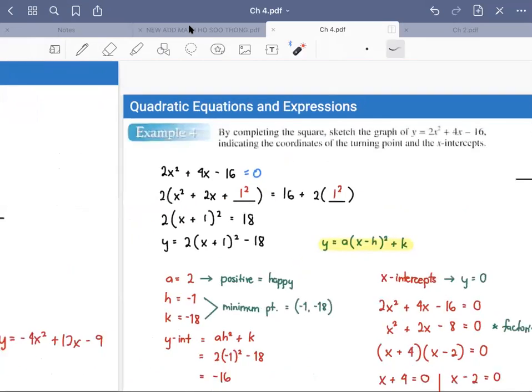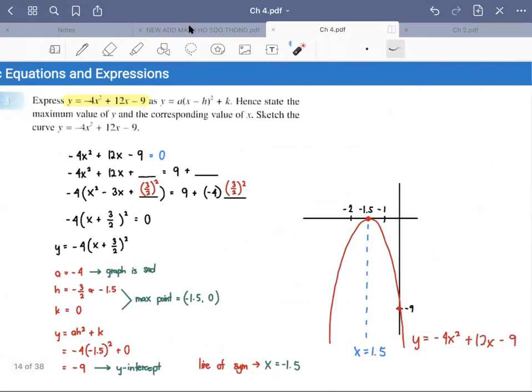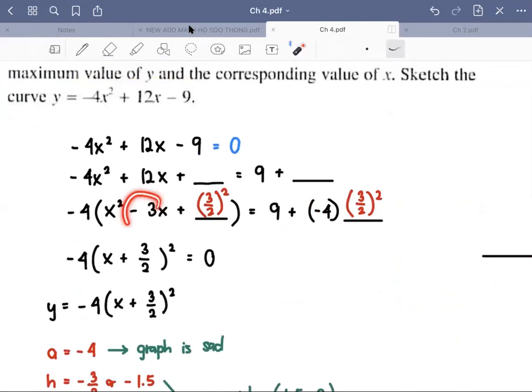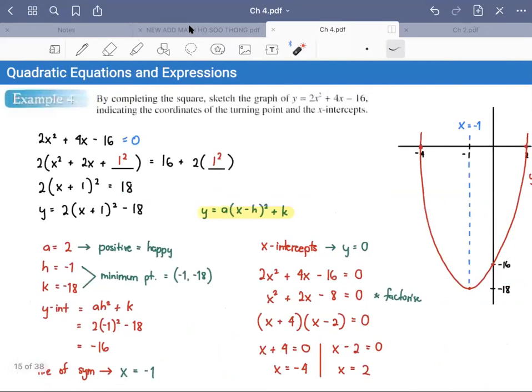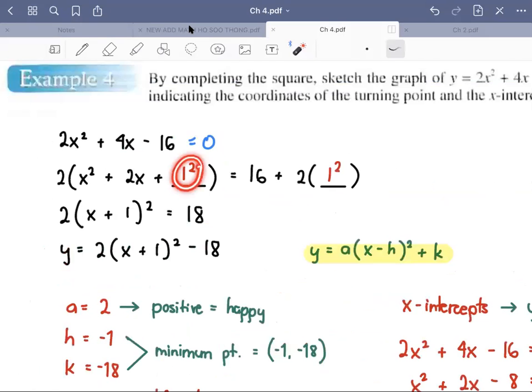Maybe let's go back to the previous question. This is your middle term, right, Edgar? So you divide this by 2: 3 divided by 2, squared. That's how I got that. Same with the example: I got this from this one. 2 divided by 2, squared, is equal to 1 squared. That's it.